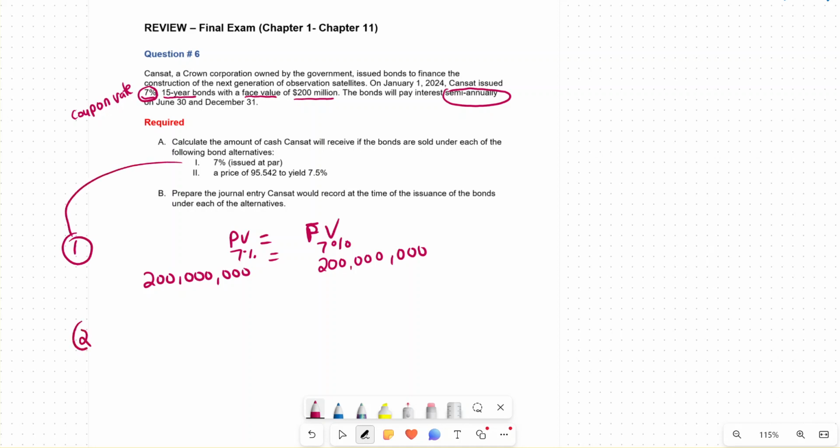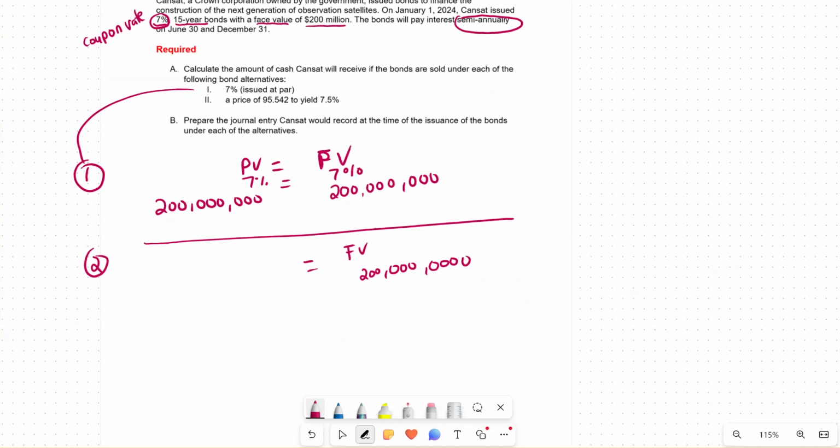Number two is, if it's not the same, then we have to calculate it. How are we going to calculate it? The face value of your bond does not change, and that is at 100%. We also say this is 100, which is another way of saying it. If it's less than 100, say 95.542, we call it a discounted bond.